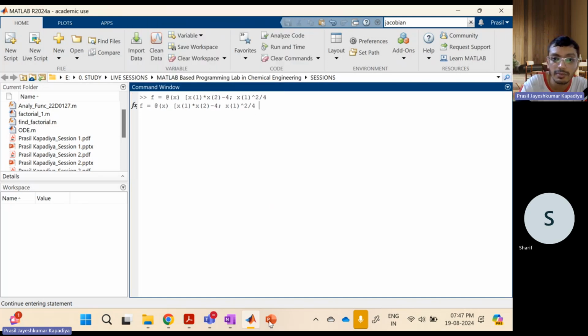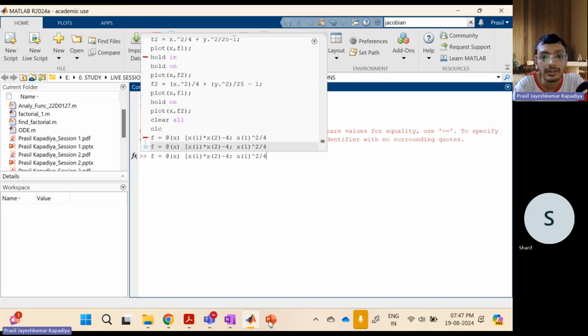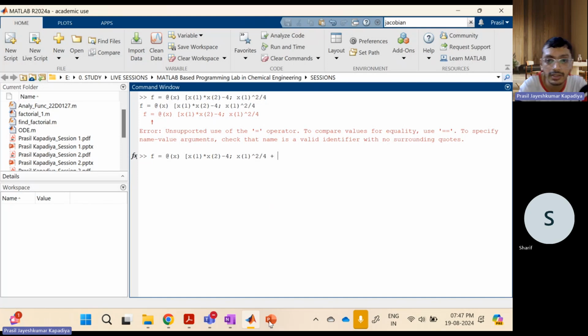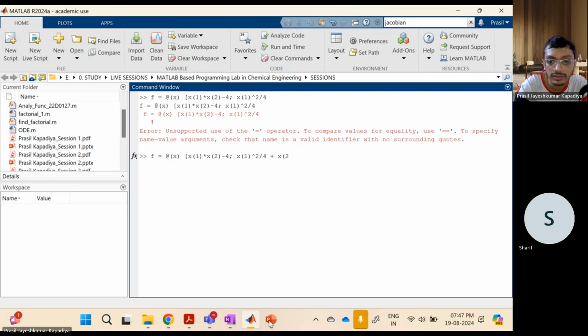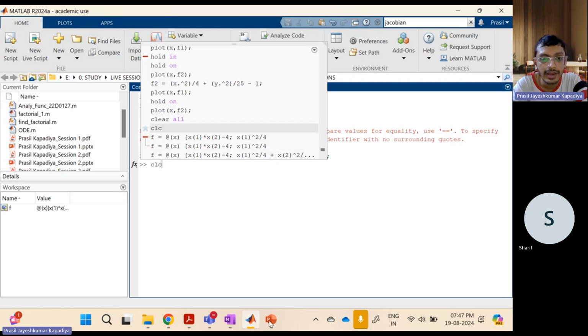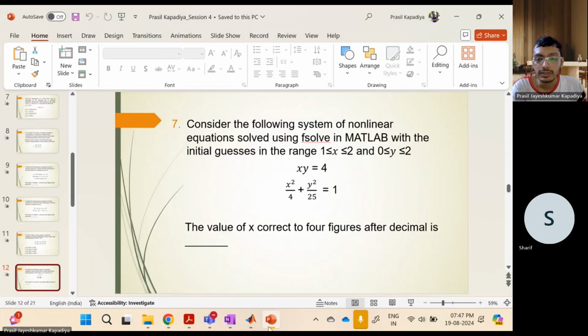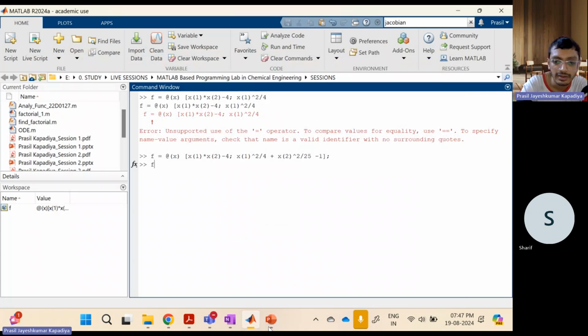x(1) square by 4 plus x(2) square by 25 minus 1. So these are my two equations, and I am supposed to solve them between 0, 0 to 2. Let's give 1, 1 as the initial solution. x = fsolve(f, [1 1]). I don't know if it will work or not.